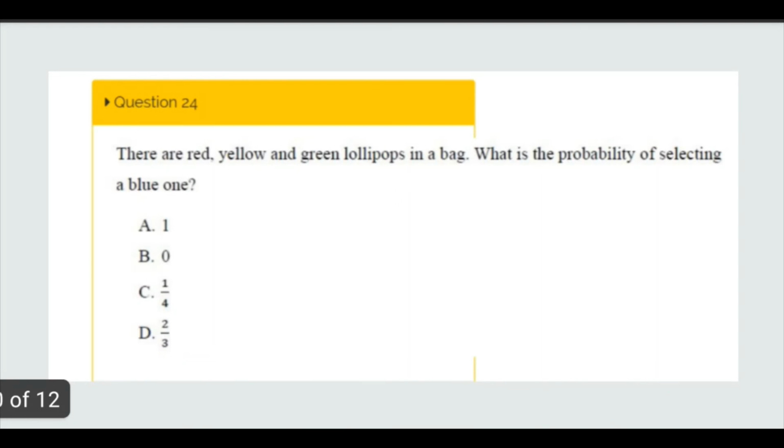So this one, there are red, yellow, and green lollipops in a bag. What is the probability of selecting a blue one? Alright, so we clearly see we don't have any blue lollipops. So the probability will be impossible, and that will be 0, which is B. As long as the probability is 0, that means the outcome is impossible, because if you've got red, yellow, and green lollipops, there's no way of pulling out a blue one.